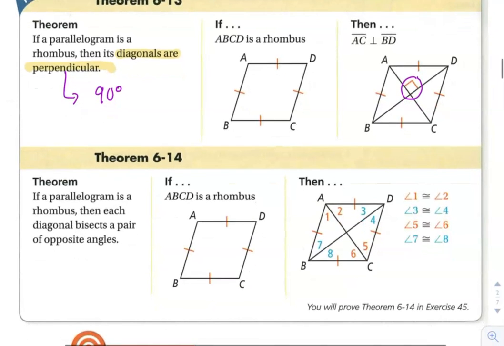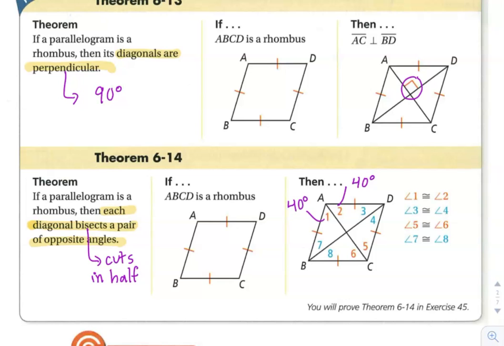And then our next theorem: if a parallelogram is a rhombus, then each diagonal bisects a pair of opposite angles. So remember that term bisect, meaning cuts in half. If we're given a rhombus and we draw the diagonals, say for instance angle 2 was 40 degrees, I would know automatically that angle 1 is also 40 degrees, because your bisector cuts your angle in half into 2 smaller congruent angles. And you can see this list here, lots of congruent angle pairs.